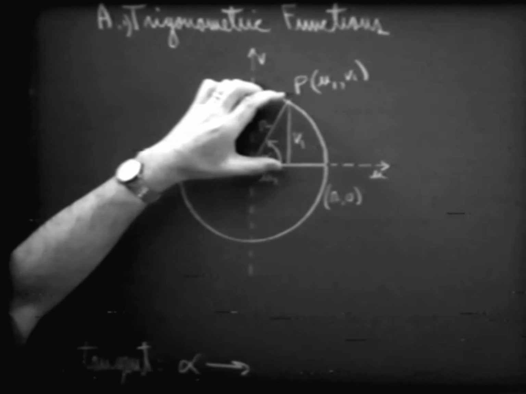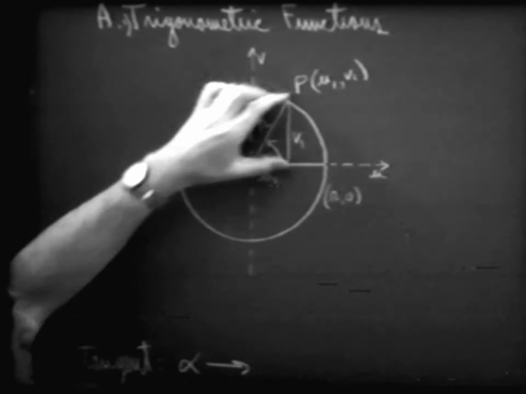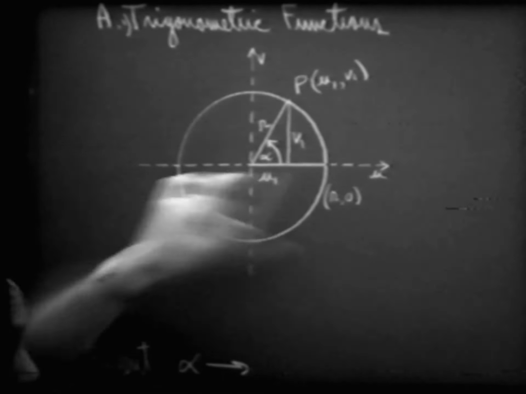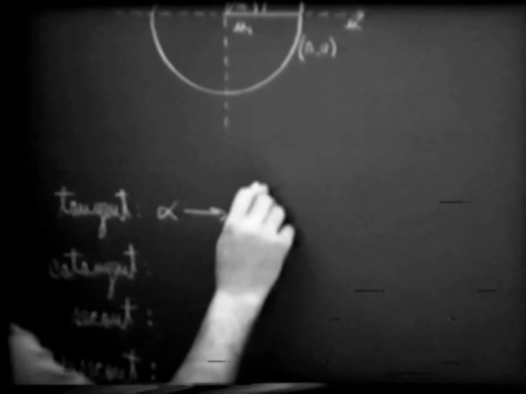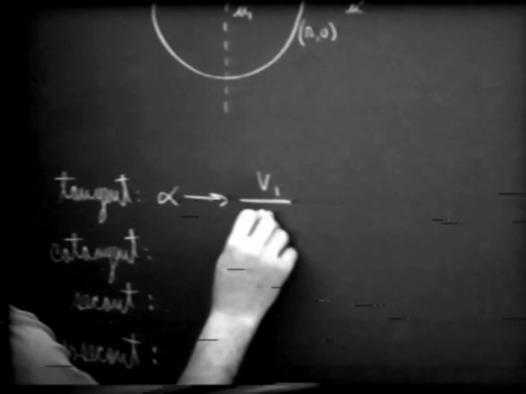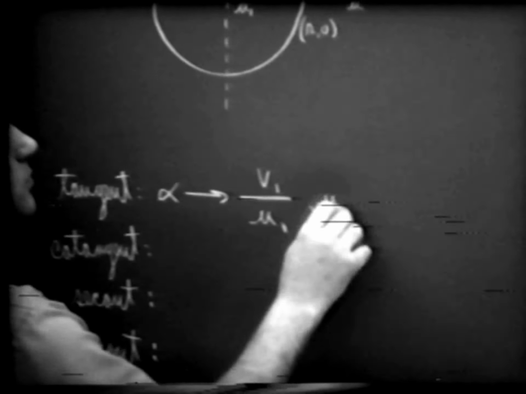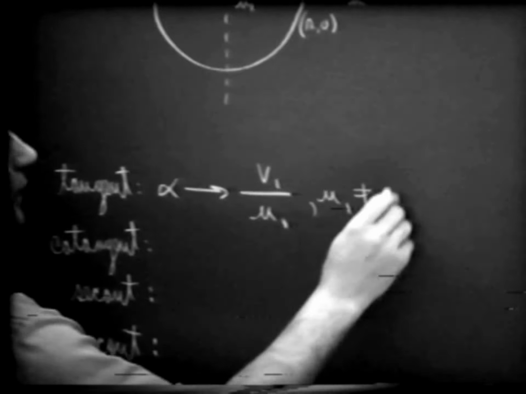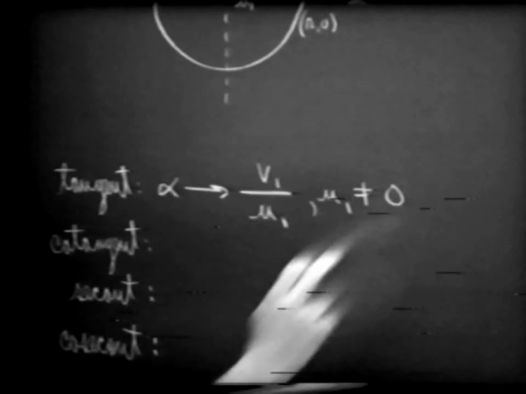And the number that I would like to pick, looking at our picture here, is going to be the ratio of v sub 1 divided by u sub 1. Okay? So that alpha then is mapped into v sub 1 divided by u sub 1, where of course u sub 1 cannot be equal to what? Cannot be equal to 0.